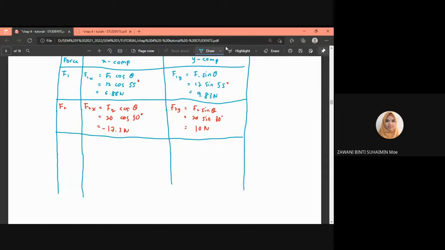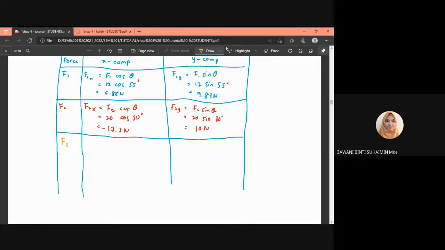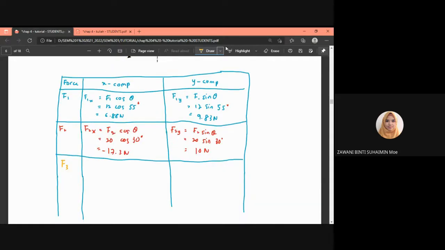Okay, force 3, saya guna warna ni. So tengok, force 3 tadi dia ke bawah. So maksudnya dekat sini akan jadi force 3 in Y component, dan dekat sini akan jadi force 3 in X component. So untuk X component kita akan gunakan cos. Force 3 in X component.